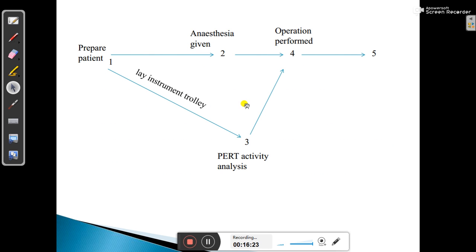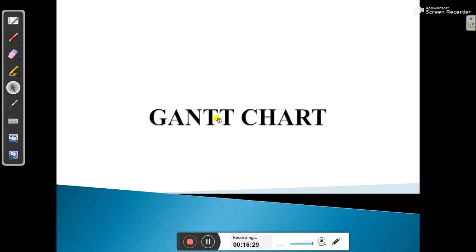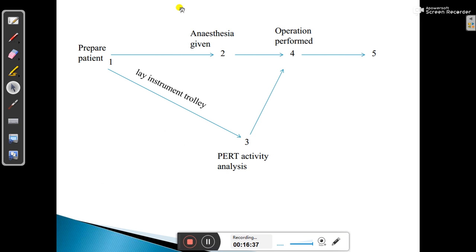I will try to show one more example in the next video, and I will try to start with the Gantt chart in the next video, because this is also one type of charting technique just like the PERT chart, but I will give a more descriptive example of PERT in the next video.